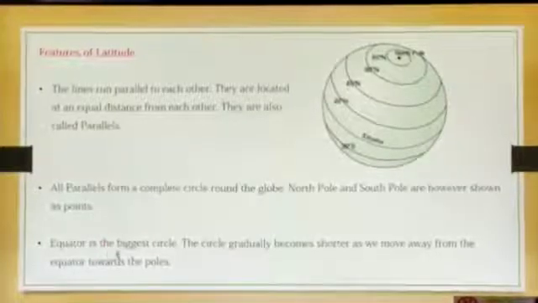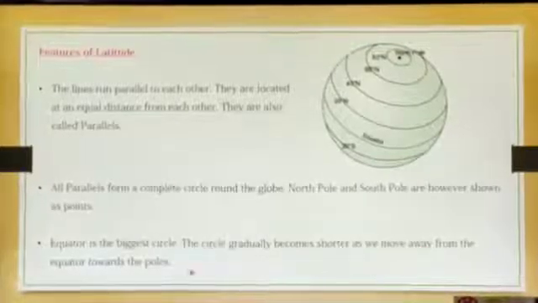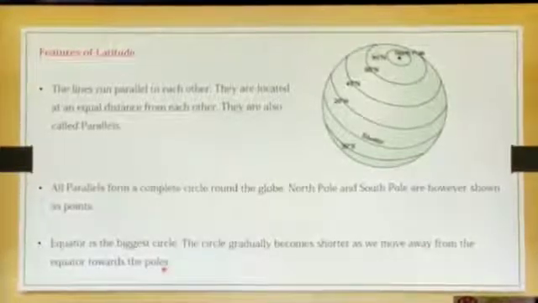Thirdly, equator is the biggest circle. This circle gradually becomes shorter as we move away from the equator towards the poles, like I explained to you already.